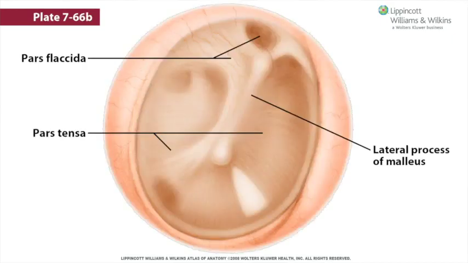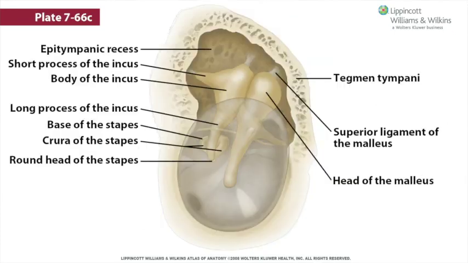The lateral process attaches to the tympanic membrane at about the junction of the pars tensa and the pars flaccida. The head of the malleus extends into the epitympanic recess where it is attached to the tegmen tympani by the superior ligament of the malleus. The head also forms the synovial incudo-malleolar joint with the body of the incus.